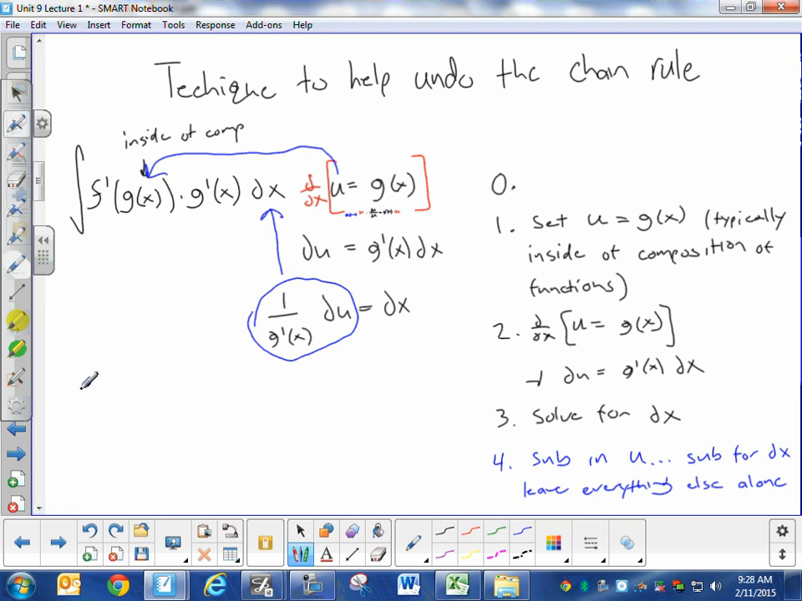Giving me, this will turn into the antiderivative of f prime of u. G prime of x is going to stay. Dx will turn into 1 over g prime of x times du. Dx goes away.